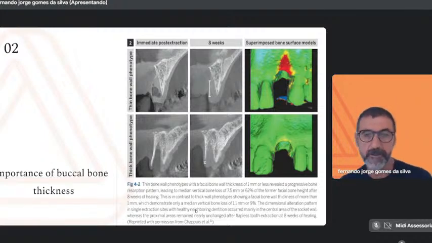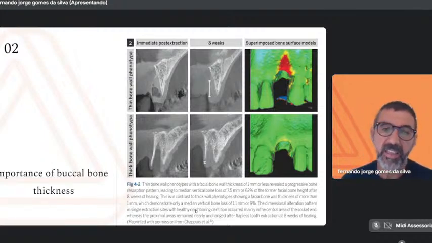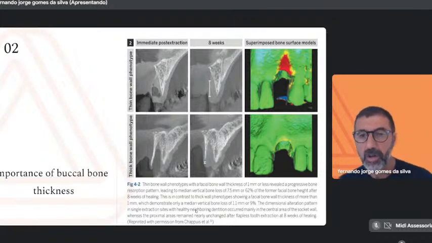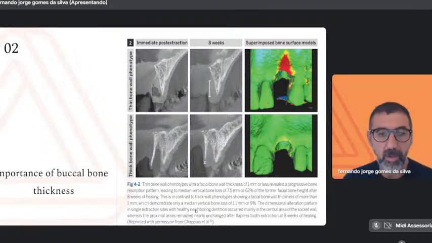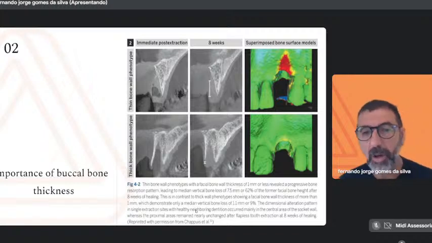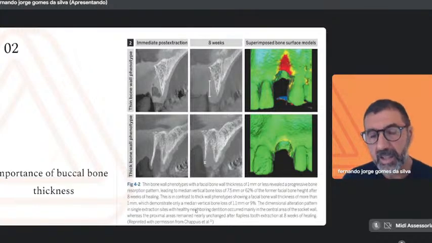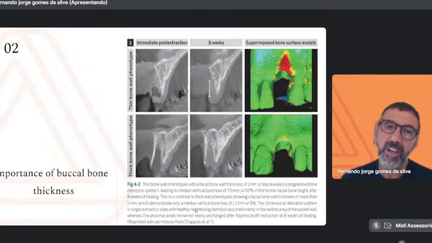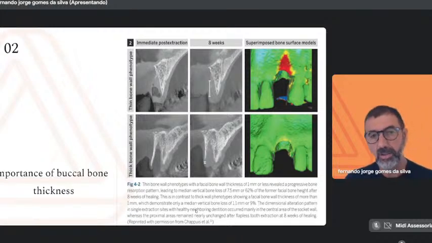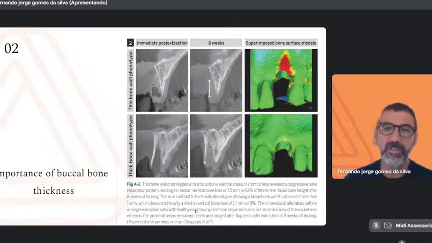On the other hand, the thick bone wall phenotype, showing a facial bone of more than 1 millimeter, only has a resorption pattern with vertical bone loss of 1.1 millimeters or 9%. So I have to say, in most of the cases, the phenotype is a thin bone wall. So normally, as usual, we have the thin bone phenotype.